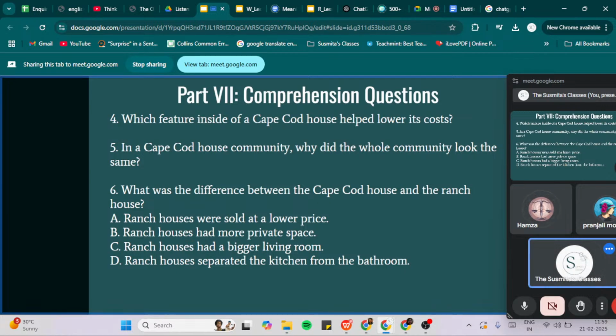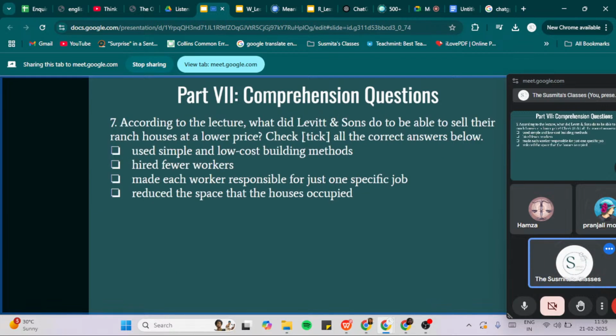Okay, ma'am. Last one. A and C. Used simple and low cost building methods. Yes, made each worker responsible for just one specific job. Pranjali, did you get it right? Yes, ma'am. The same answer.